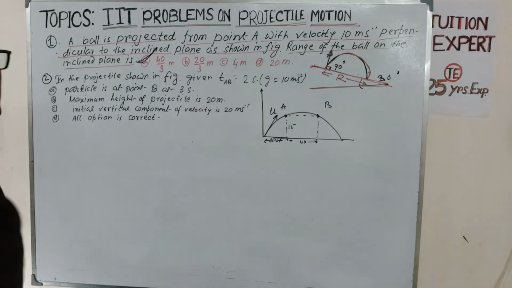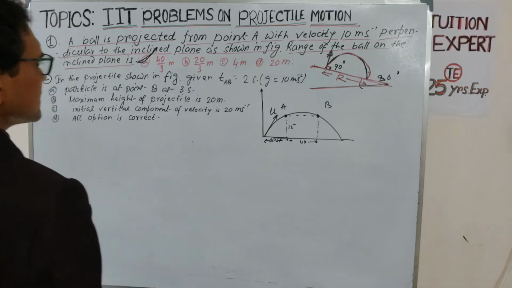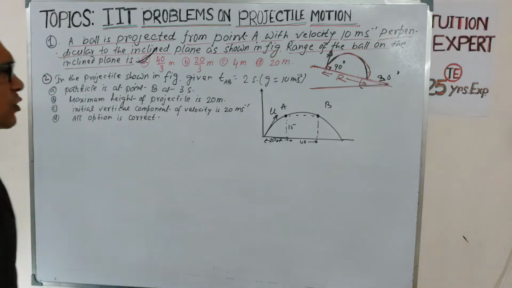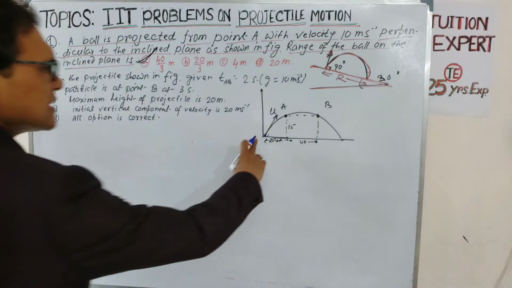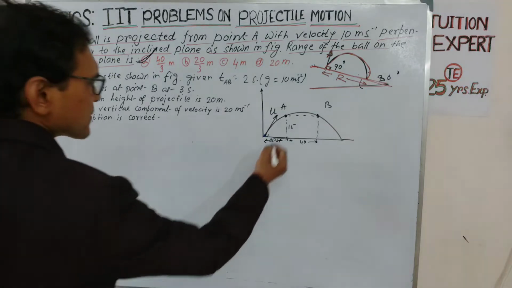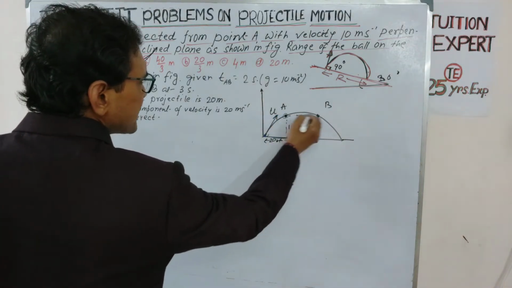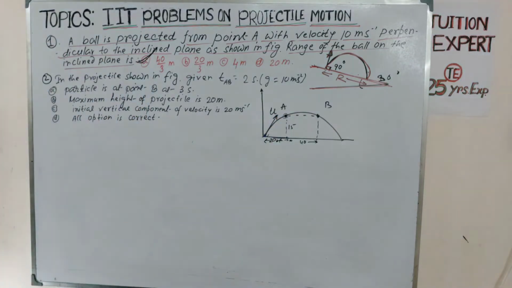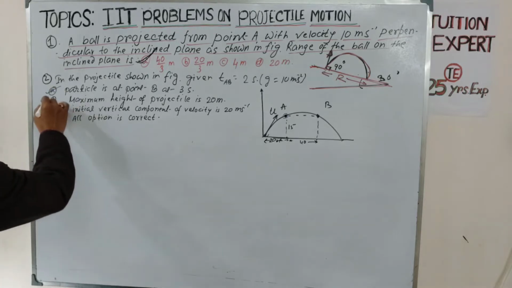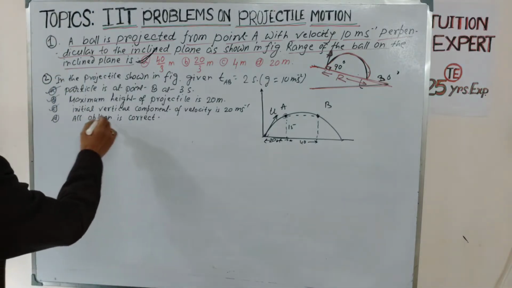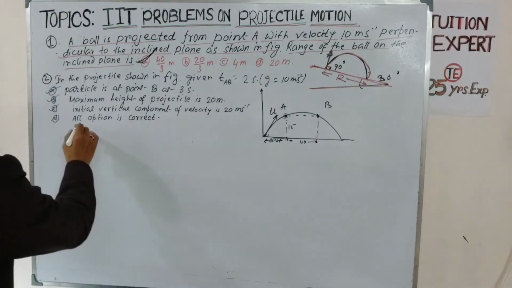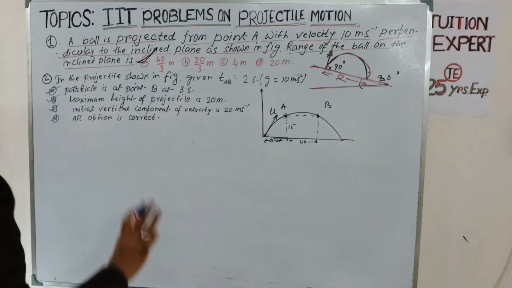Now the next problem: in the projectile shown in figure, given TAB equal to 2 seconds. Suppose a body is projected from here, the path is this, and the time taken to reach the particle from A to B is 2 seconds. Now, which one is correct? Particle is at point B at 3 seconds. Maximum height of projectile is 20 meter. Initial vertical component of velocity is 20 meters per second. All options are correct. Which option is correct?